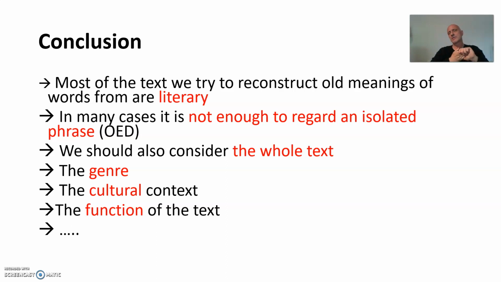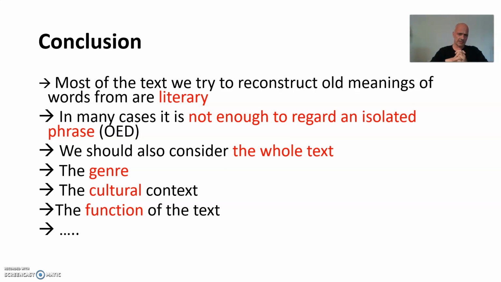And therefore, it is probably not enough to regard just the isolated phrase. The OED does that. Well, probably they don't have enough space. But usually you get one phrase, and it's very difficult to reconstruct from this one phrase the meaning it had back then, because most of the time you need the whole text. As I did just with Chaucer, or with Romeo and Juliet. So the genre is important. What kind of genre is it? Certainly a word may be used completely differently if it is a very tragic text or if it is a comedy.